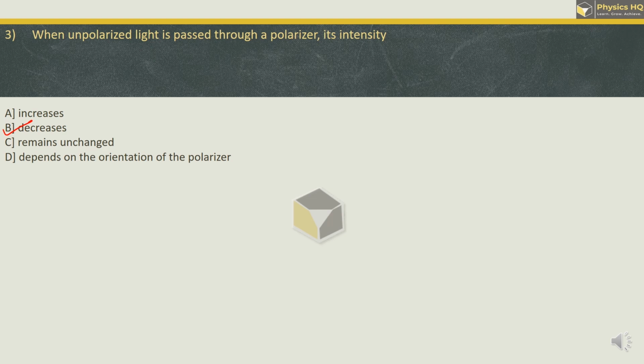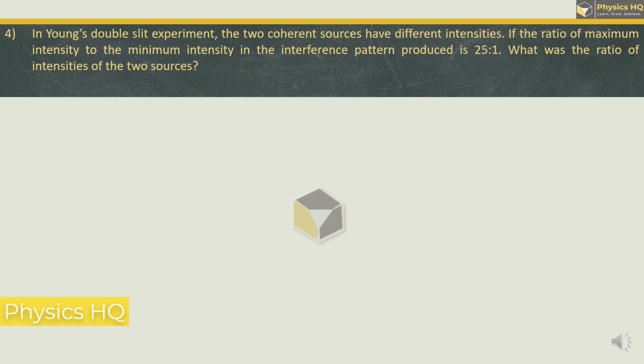Let us check out the next MCQ. In Young's double slit experiment, the two coherent sources have different intensities. If the ratio of maximum intensity to minimum intensity in the interference pattern produced is 25:1, what was the ratio of the intensities of the two sources? Options are 5:1, 25:1, 3:2 or 9:4. What we are given is the ratio of maximum to minimum intensity is 25:1.